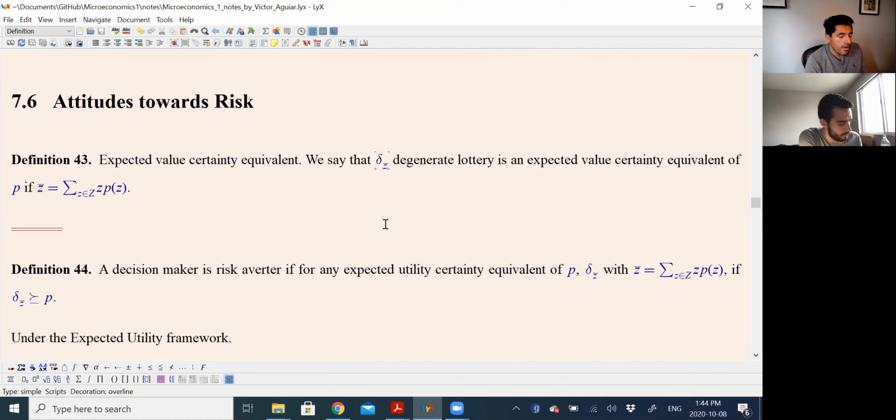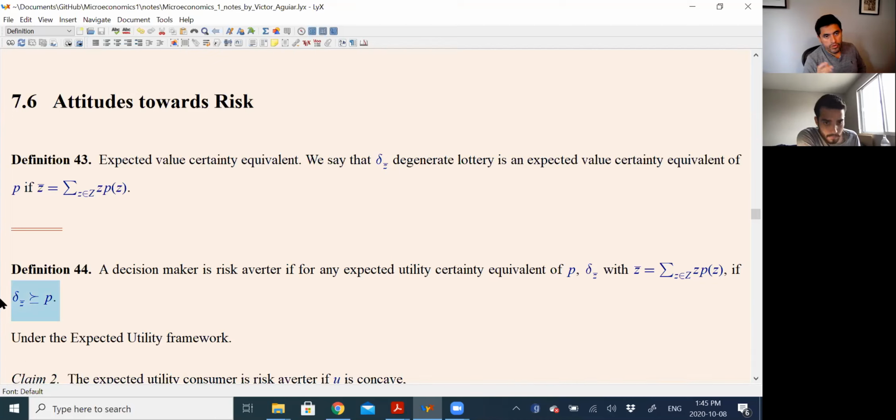Okay? And then I'm going to say that the decision maker is a risk averter, so hates to gamble, if for any lottery P, with the certain equivalent set equal to Z bar, it happens that this guy prefers the certain outcome of the average to the lottery itself. Okay? So this is the key information I want you to understand.